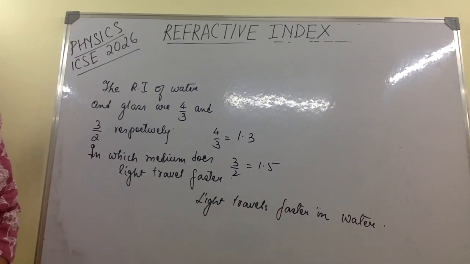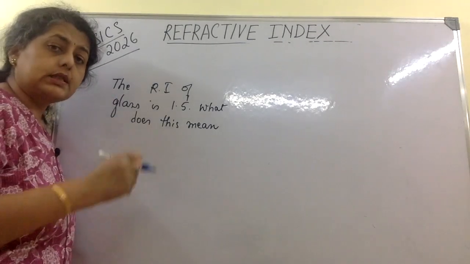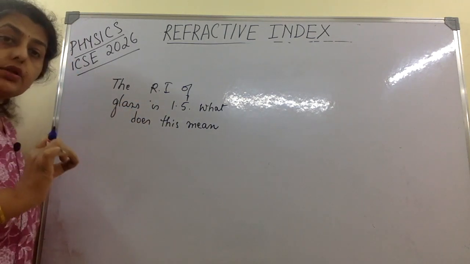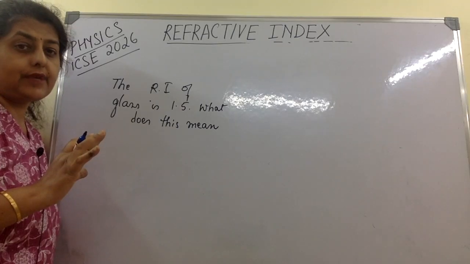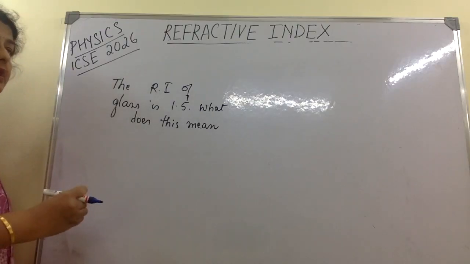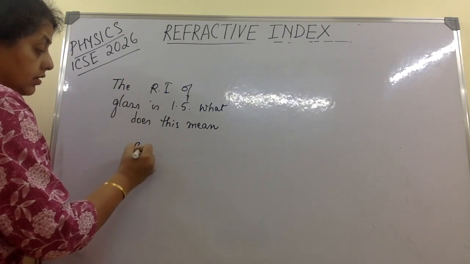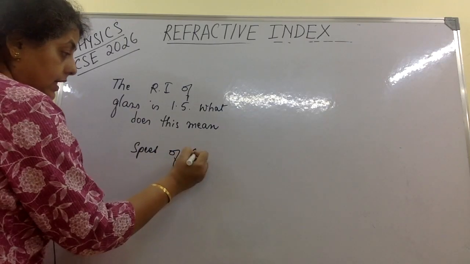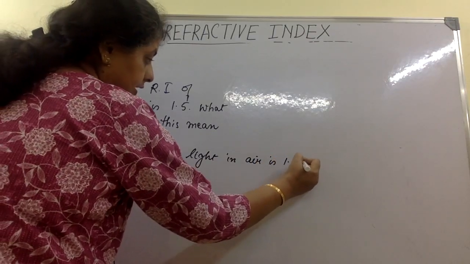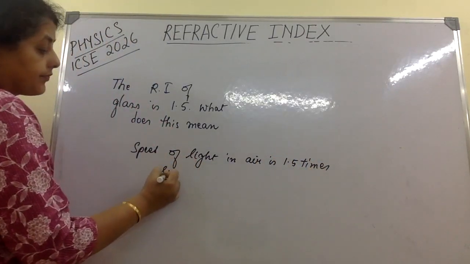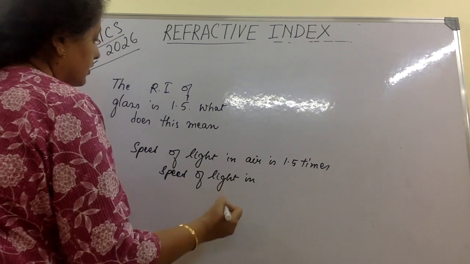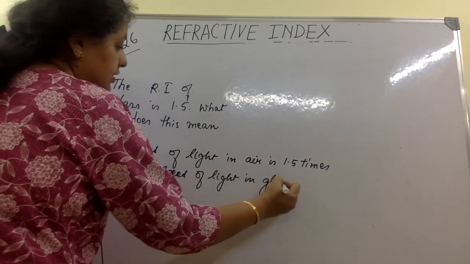Okay, let's see the next question. This is a very common question. Sometimes it will be asked for diamond, sometimes for glass, sometimes for water. Refractive index of glass is given as 1.5. What does this mean? It simply means, you have to write this sentence, that speed of light in air is 1.5 times speed of light in glass. But the question is how to remember.